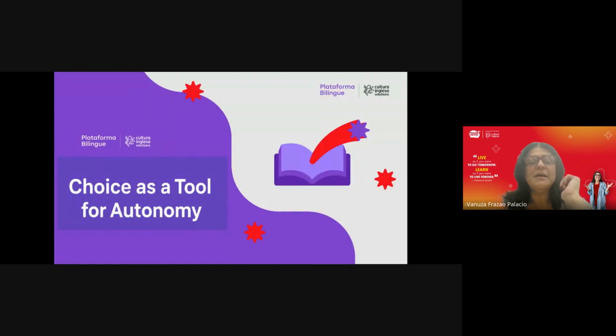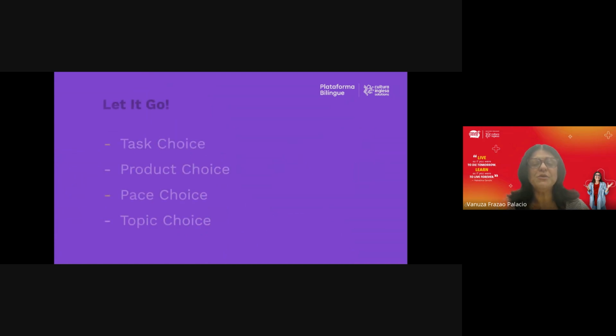Well, as I said, the more controlling the teacher, the less autonomous the student, and the less controlling the teacher, the more autonomous the student. So how can we be less controlling? We can be less controlling by offering our students choices. We can offer our students task choice, product choice, pace choice, or topic choice, for example. When we offer our students task choice, we offer them the opportunity of choosing how they are going to do a specific activity or task.